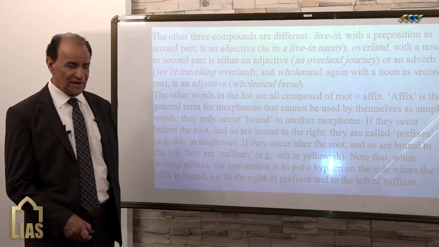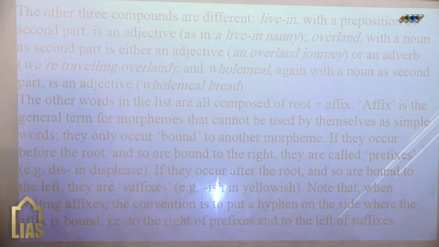The other words in the list are all composed of root plus affix. What is an affix? Affix is the general term for morphemes that cannot be used by themselves as simple words, what we call bound morphemes. They could not stand on their own, they need a free morpheme, like this, ly, un, in, and so forth. They only occur bound. They need another morpheme with them.